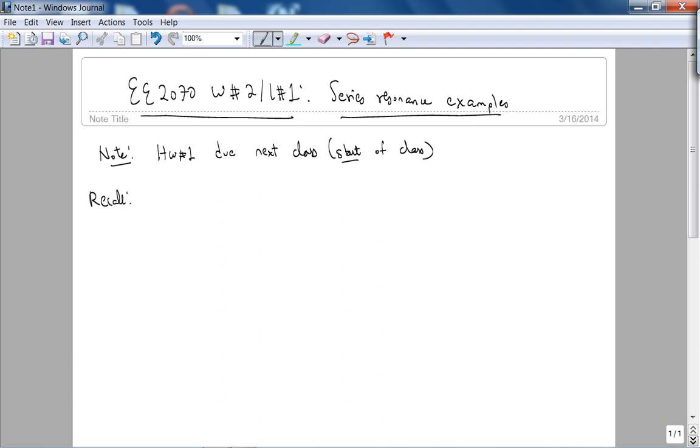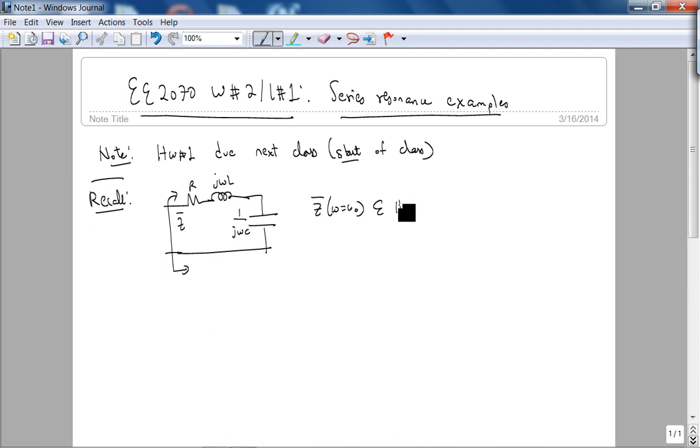recall that the definition of resonance, and for this purposes, we were using a series RLC circuit. So Z bar at omega equals omega naught is purely real, and this is the definition of resonance. So we found out that omega naught for the series circuit is 1 over square root of LC, the resonance frequency. It's also called the natural frequency, radians per second. That's the first quantity we defined. And again, all of this pops up from the fact that at resonance, the impedance of our circuit is purely real.